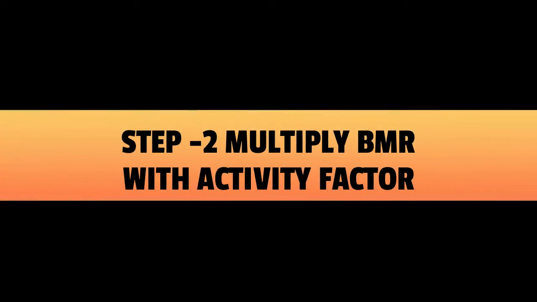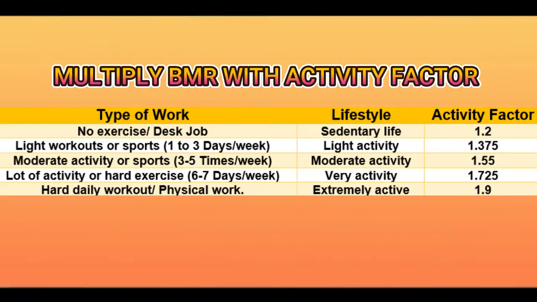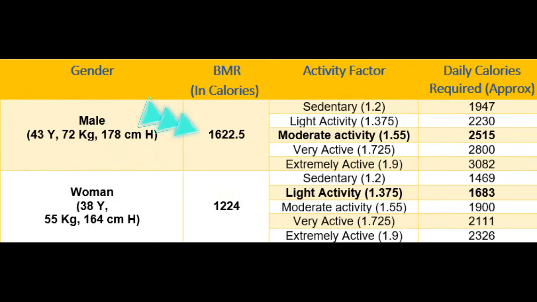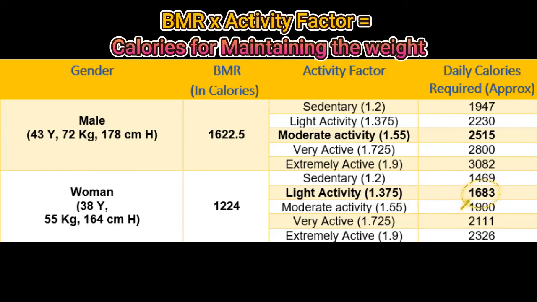Step 2 is to calculate the activity factor. Now that you know your BMR, we need to multiply this with an activity factor based on how physically active you are. Select the activity level which best describes you from this table and then multiply it with your BMR. Let's take the previous example. If the same person is a moderately active man, then we will multiply his BMR, which we calculated as 1662 calories, with 1.55. And for the second case of a woman, if she is lightly active, then we multiply her BMR, which we calculated as 1224 calories before, with 1.375 as factor, which will get you 1683 calories. And this is the required calories to be consumed in order to maintain the same weight.